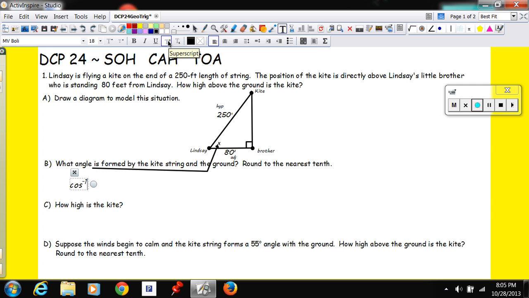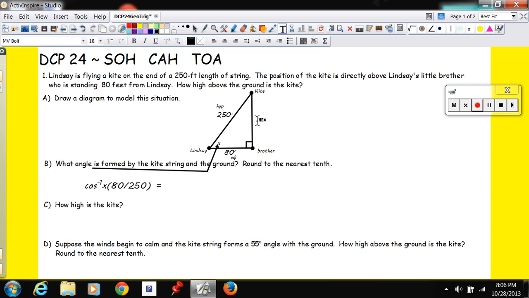So we need the inverse cosine of, for X, the adjacent 80 divided by the 250. You're going to get a decimal in your calculator, then put the inverse cosine, and that'll give you your angle. That'll give you your X.